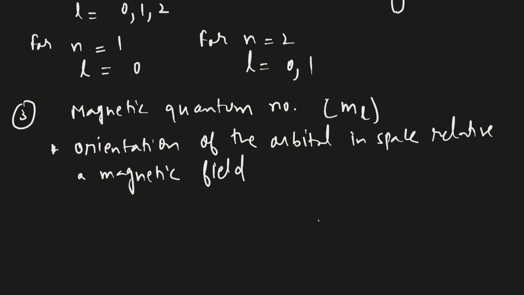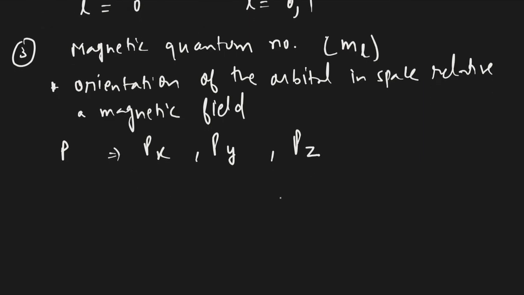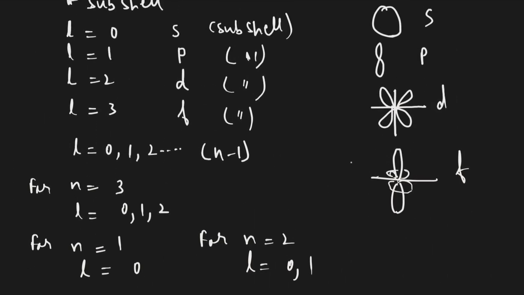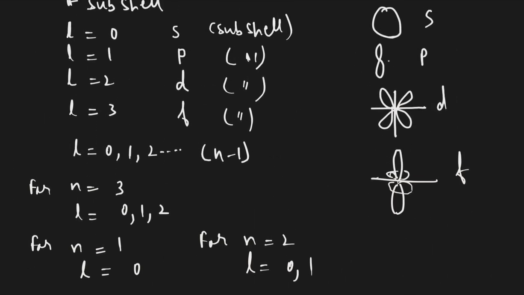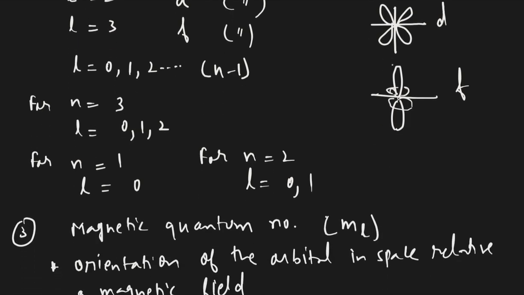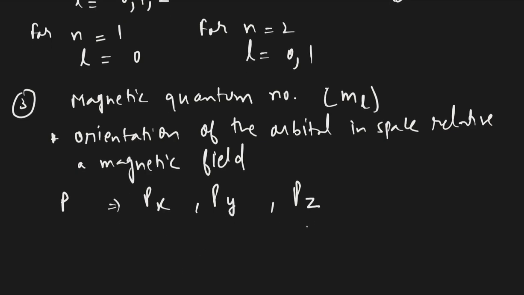To understand this, I'll give you an example. The p subshell that we studied earlier can have three particular magnetic quantum numbers, that is px, py and pz. As we have already studied, the p orbital looks like a dumbbell shape, but in space it can orient itself in the x direction, y direction, or z direction. So px, py, pz represent these orientations.